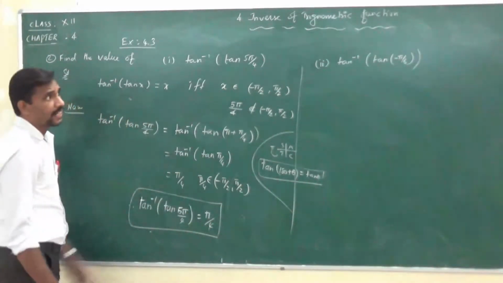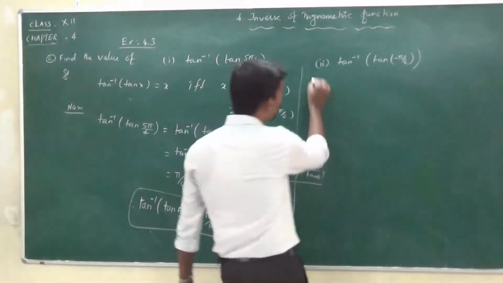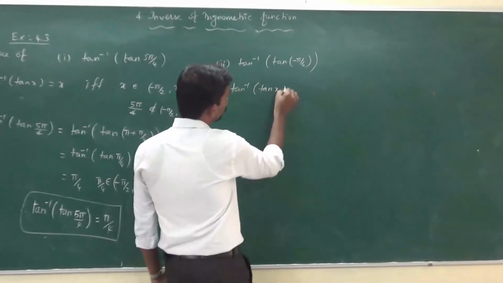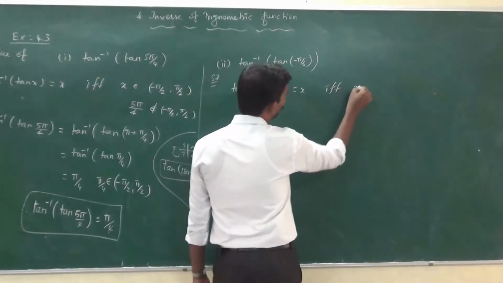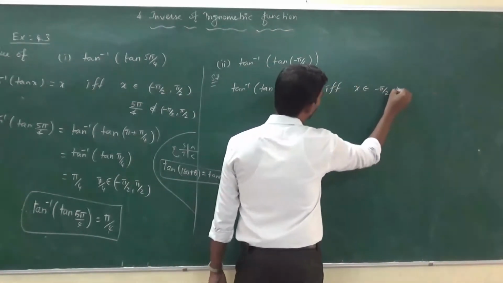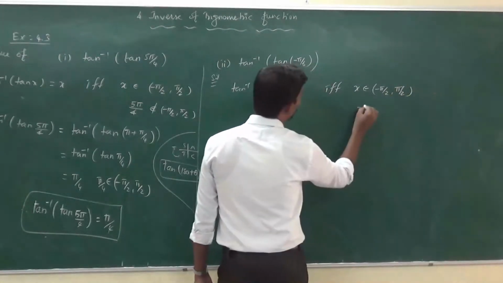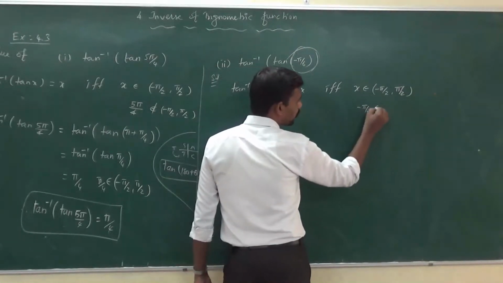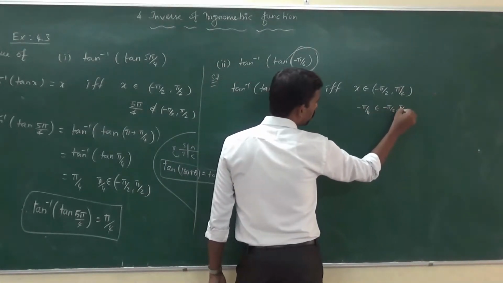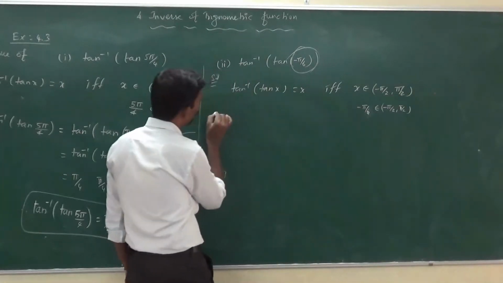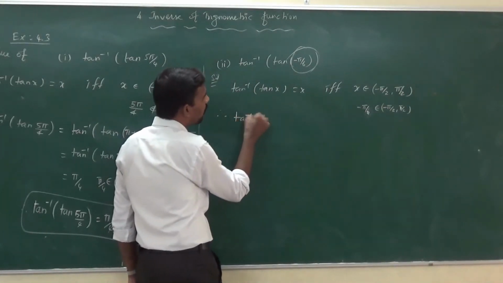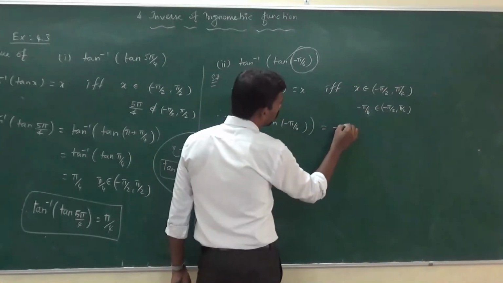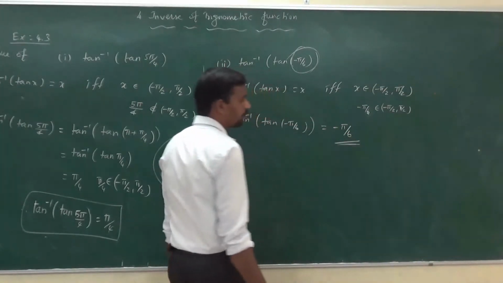Now I want to go for the second question. The same concept we want to follow here: tan inverse of tan x is equal to x if and only if x belongs to the interval of minus pi by 2 to plus pi by 2. Here the angle is minus pi by 6. So this minus pi by 6 belongs to the interval of minus pi by 2 to plus pi by 2. Hence tan inverse of tan of minus pi by 6 is equal to minus pi by 6. That's it.